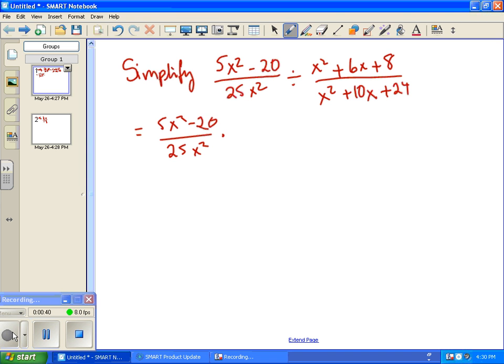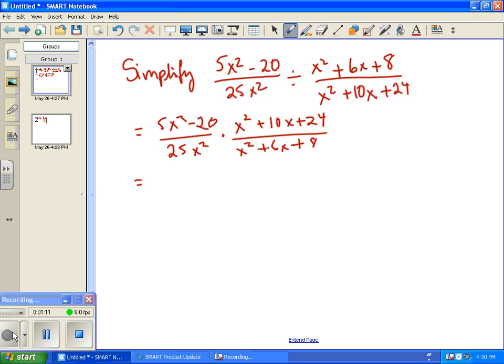So times, now it's going to be x squared plus 10x plus 24 on the top, and the x squared plus 6x plus 8 is going to go on the bottom. Okay, so the next step we want to take is we're going to factor anything that can be factored. And then once we have factored everything, hopefully lots of things will cancel out. So let's do the factoring here.